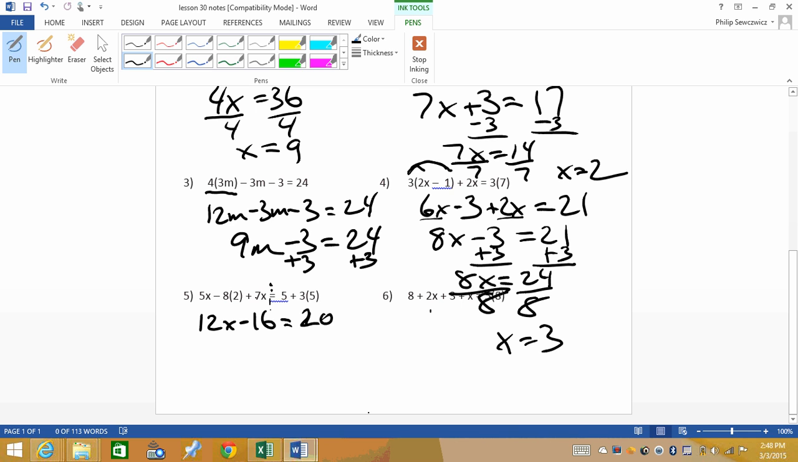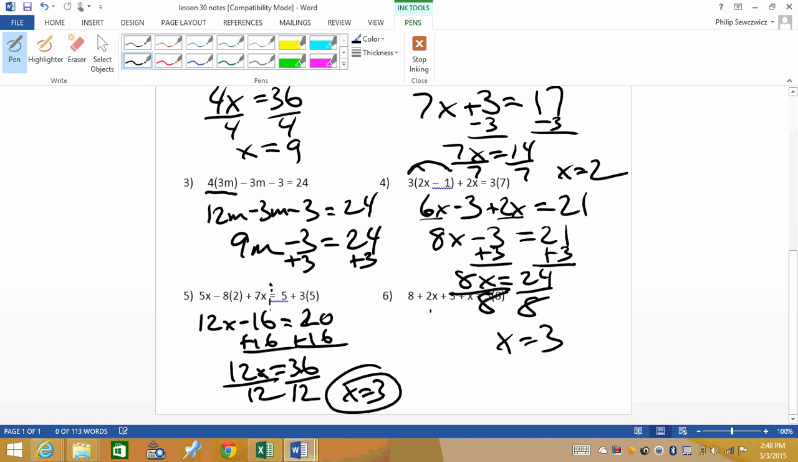So there we go. Again, notice it's a two-step equation now. Add 16 to both sides. 12x equals 36. Divide both sides by 12, and x ends up equaling 3. All right. Go ahead, try the last one that you've got there.